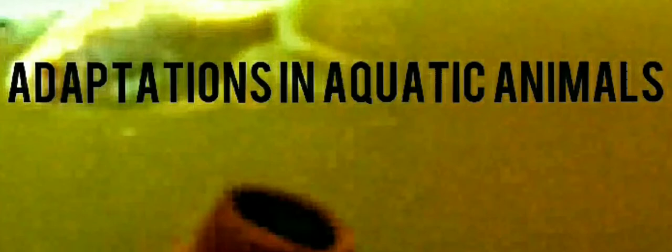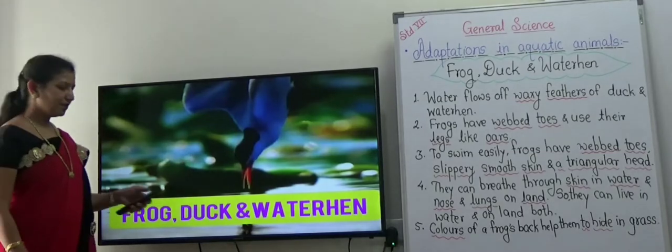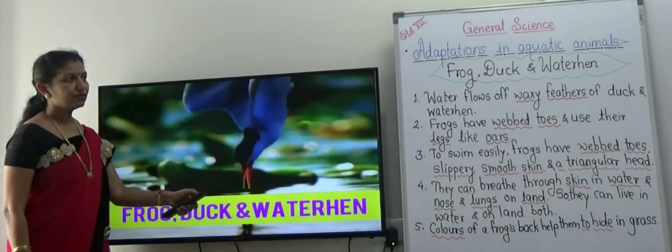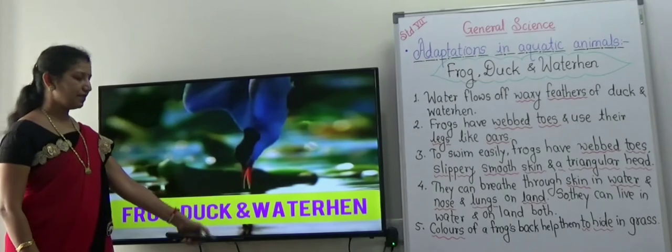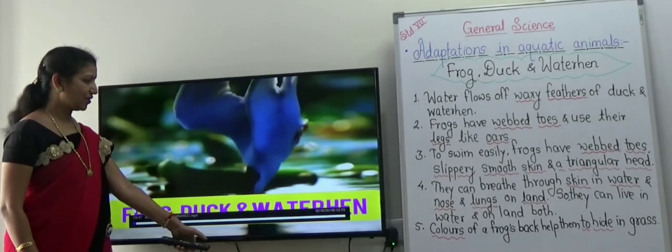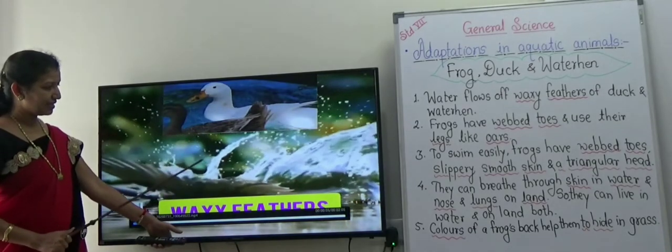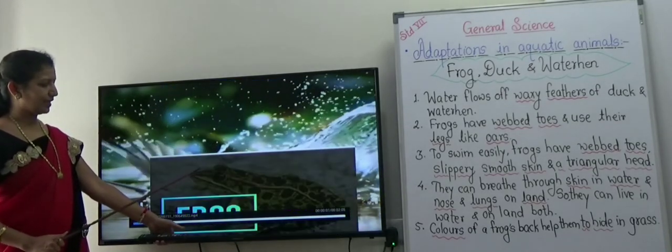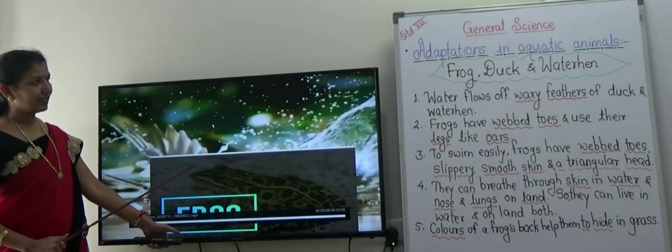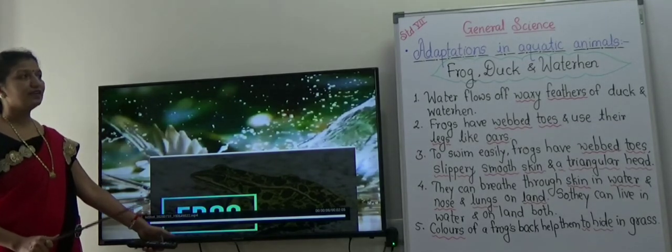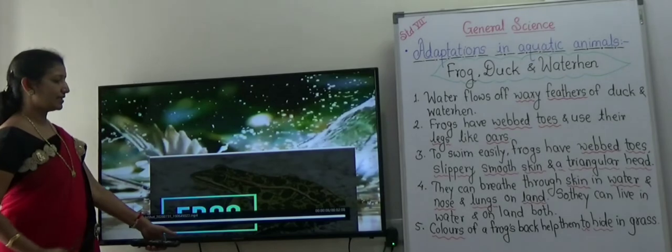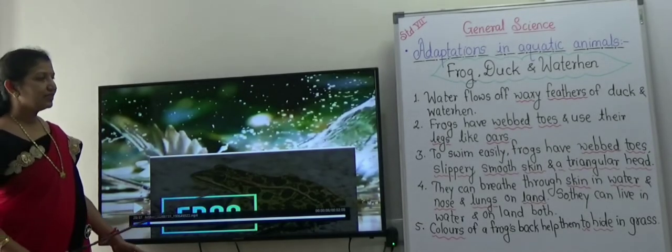Dear children, we will study the adaptations in the next aquatic animals: frog, duck and water hen. Now, we will see how water flows off the waxy feathers of duck and water hen. See, they have waxy feathers, and when they swim in water, the water flows off with the help of the waxy feathers.